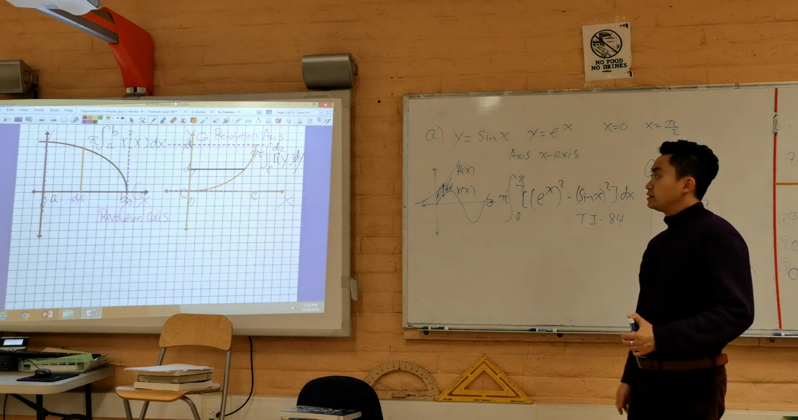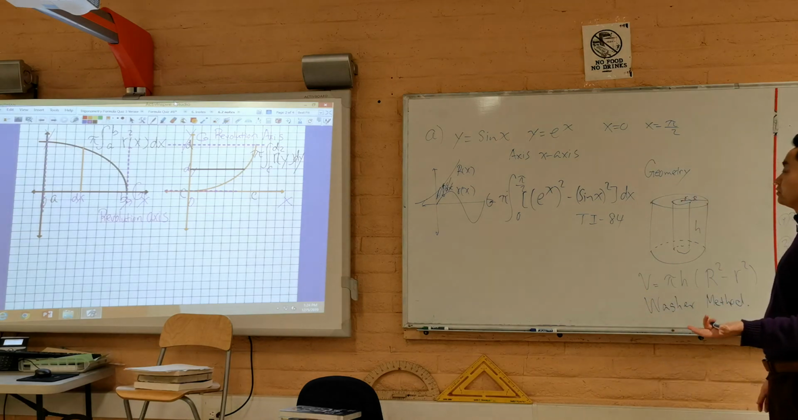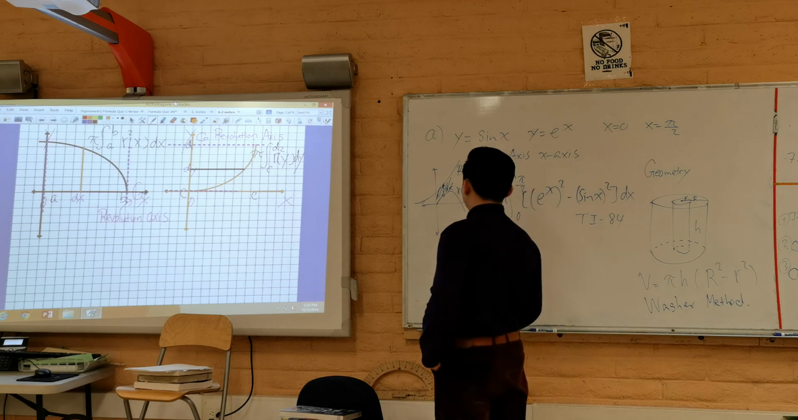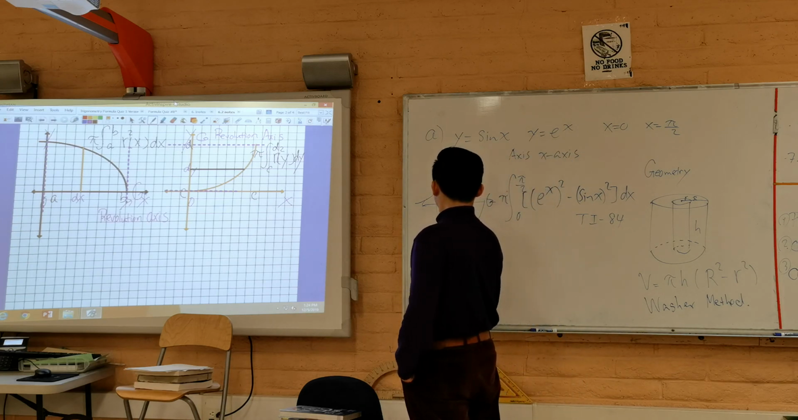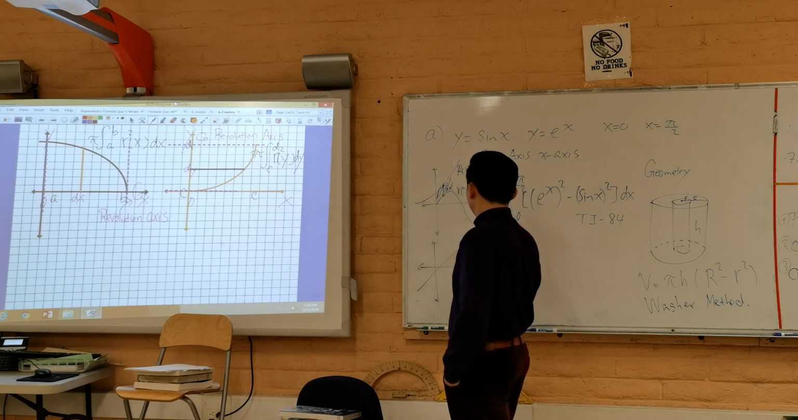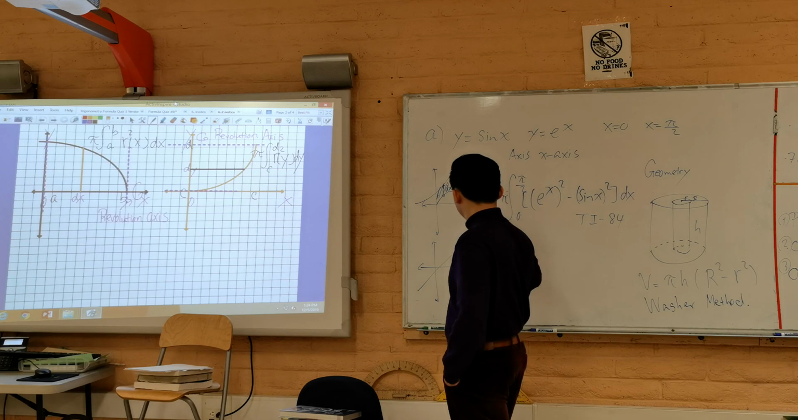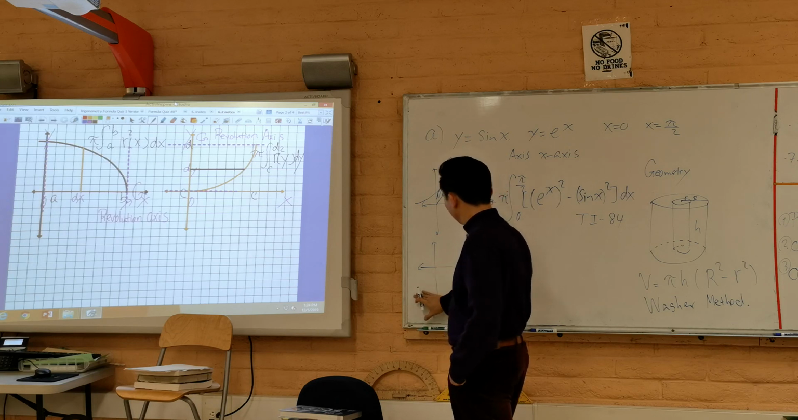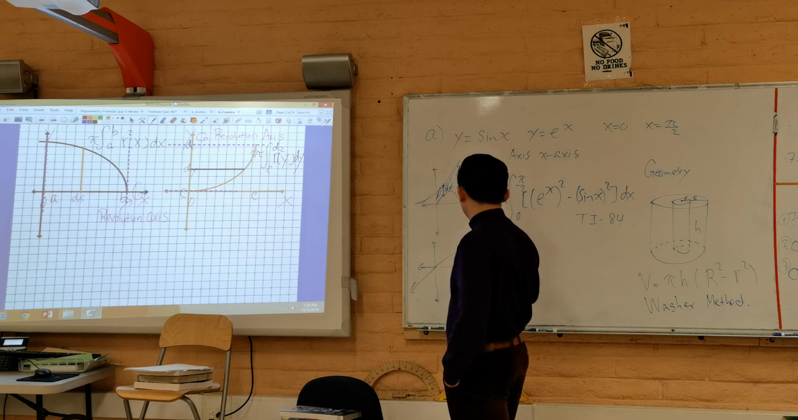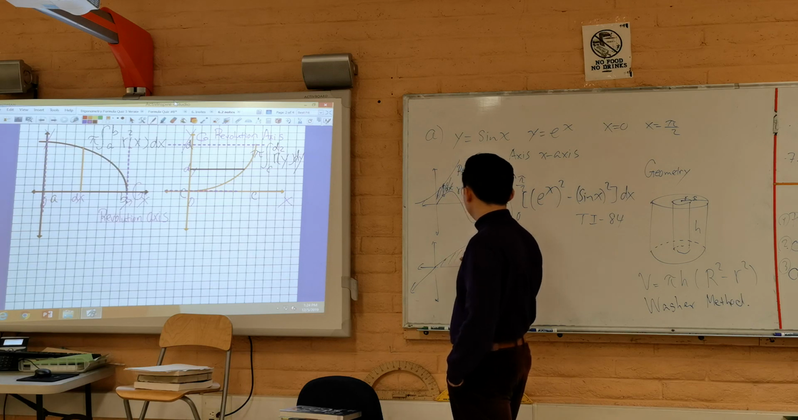Now, what about the disk method? The disk method means there's only one radius involved. So let's say that we just want to find the volume. Let's say it's just a straight line, y equals x, and you want to find the volume of this shaded area from 0 to 5.